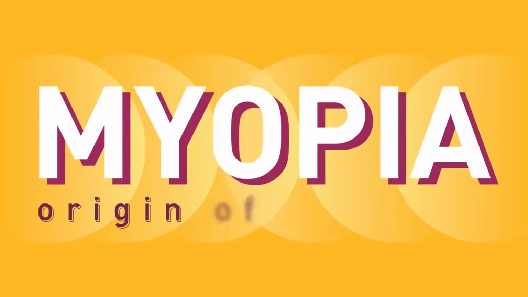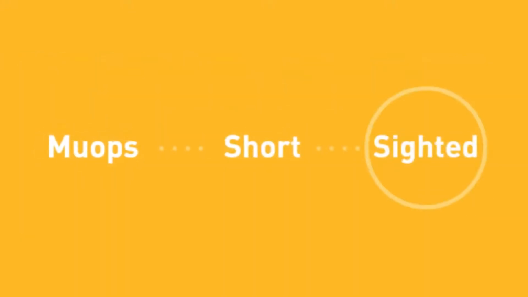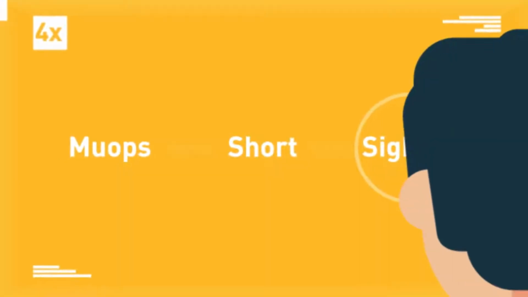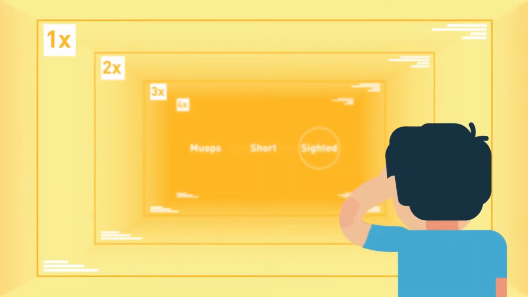Myopia. Origin of the word. It comes from the Greek word myops, meaning short-sighted. These people cannot see distant objects clearly.